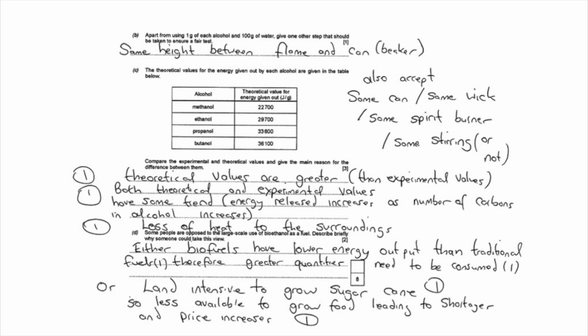Now an alternative answer to this would be if you said it's land intensive to grow sugarcane. If you said that a lot of land is needed to grow sugarcane, that gets you 1 mark. And therefore, as a consequence of this, less is available to grow food, which could mean that you have food shortages or you have a higher price for food because of this. That would get you the 2nd mark. So those are the 2 possible answers you could say for that question.